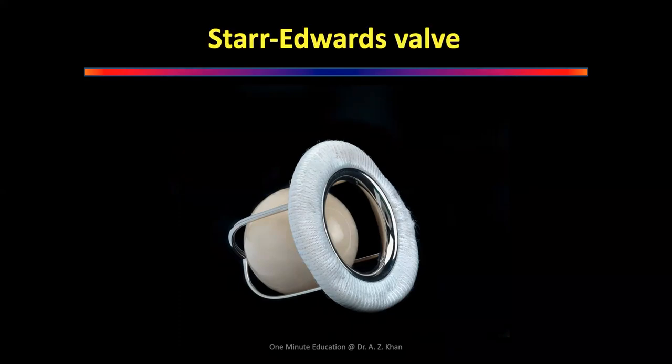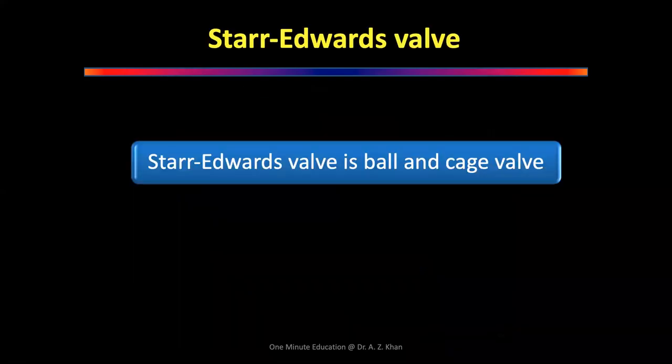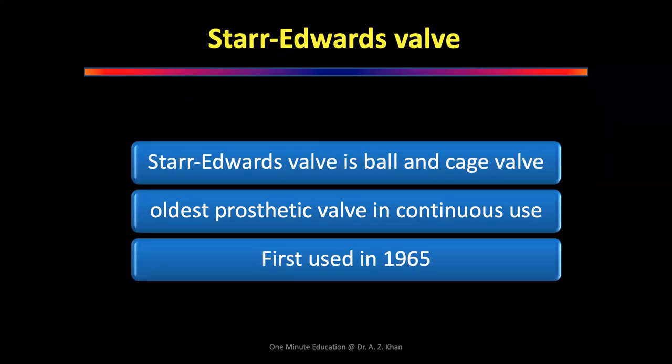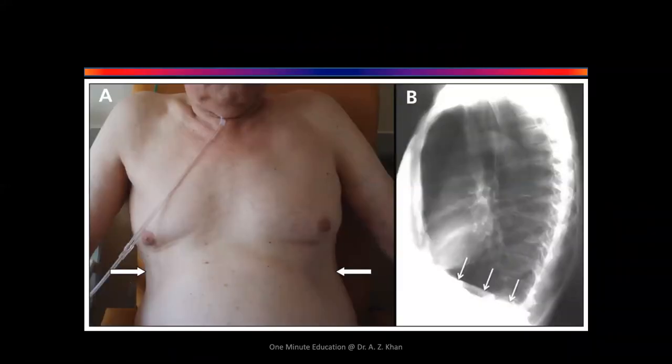Yes. Okay, this is the Starr-Edwards valve. It's a ball and cage valve. It's the oldest prosthetic valve in continuous use. First used in 1965. Okay. All right. What is this sign?